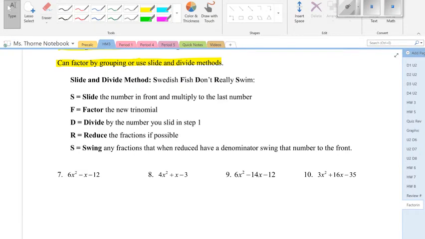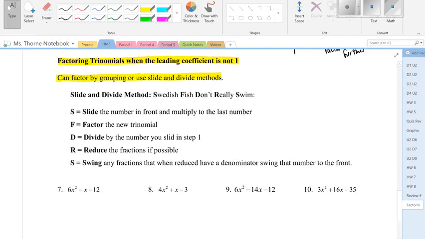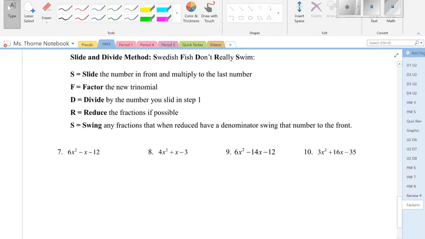So now we're going to look at factoring trinomials when the leading coefficient is not 1. So we can do 2 different methods. We can either do factor by grouping or this new method that I call slide and divide. For the slide and divide method, I always say Swedish fish don't really swim, because this helps me remember the steps of what to do each time. So we're going to practice this first, and then I'll do the factor by grouping that you learned last year in Math 2. So S stands for slide, factor, divide, reduce, and swing.